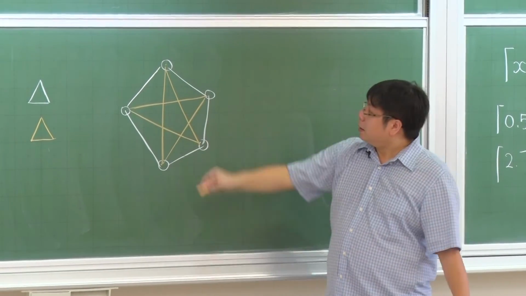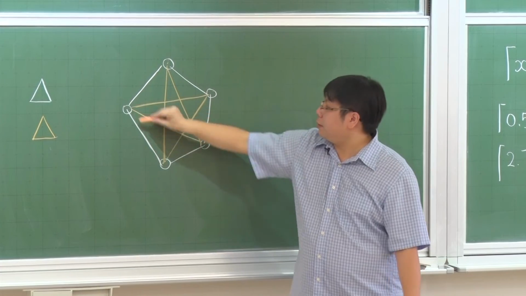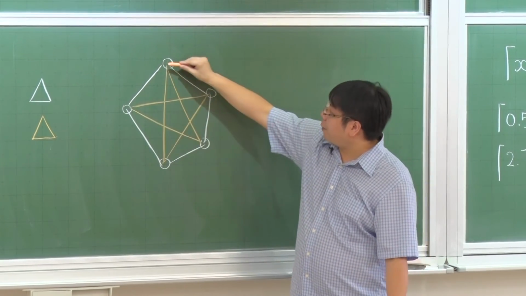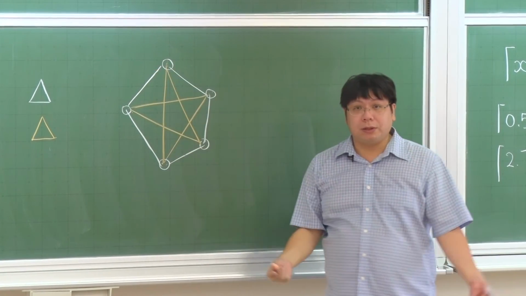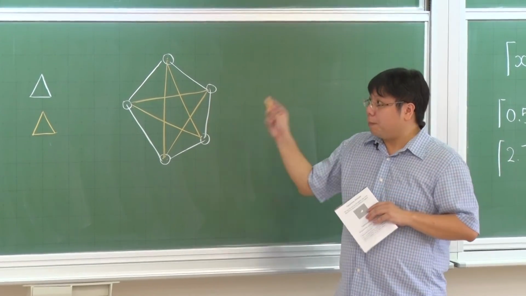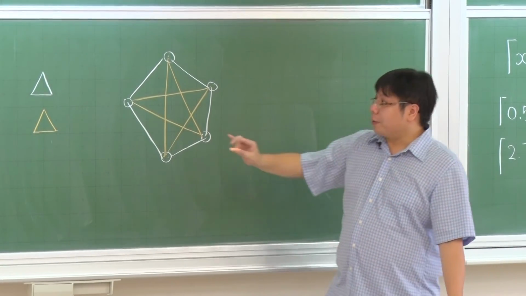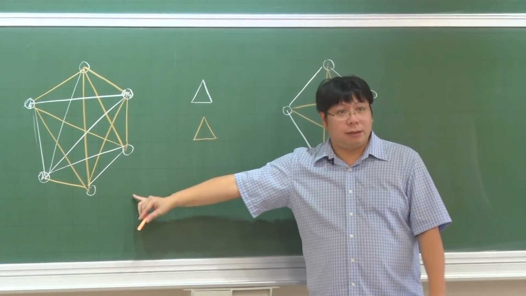Okay. So if I pick these 3, then 2 orange, 1 white. If I pick these 3, 2 orange, 1 white. If I pick these 3, 2 white, 1 orange. There is no orange triangle. There is no white triangle. But what I'm showing here is that for 5, there is no guarantee. But for 6, it is always guaranteed.